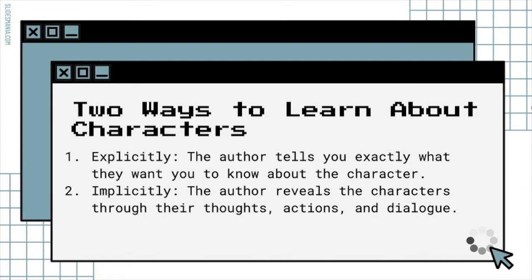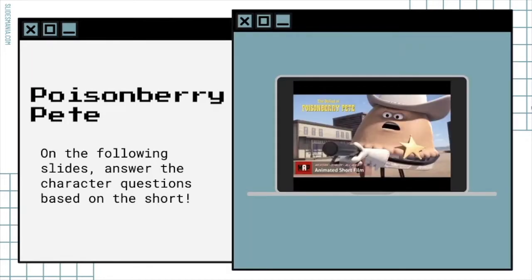Now, there are 2 ways to learn about characters. Explicitly, so the author tells you what they want you to know about the character. This is also known as direct characterization. Or implicitly, the author reveals the characters through their thoughts, actions, and dialogue. So this is also known as indirect characterization. Alright, we're going to go ahead and watch this video, and then you are going to answer some questions on the next slide.